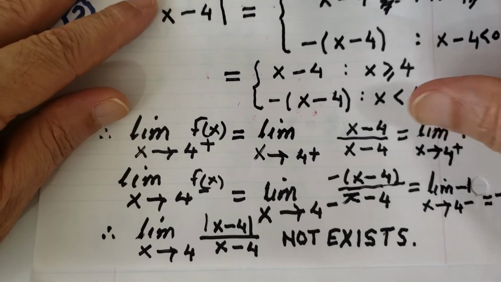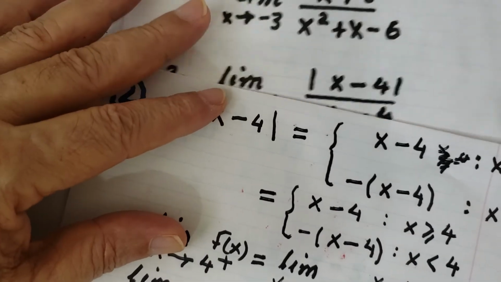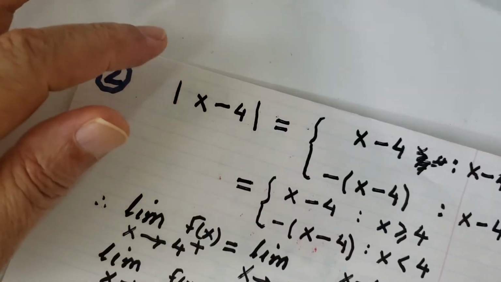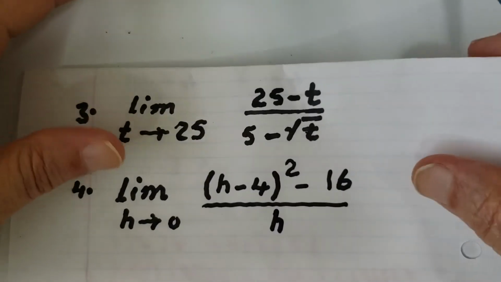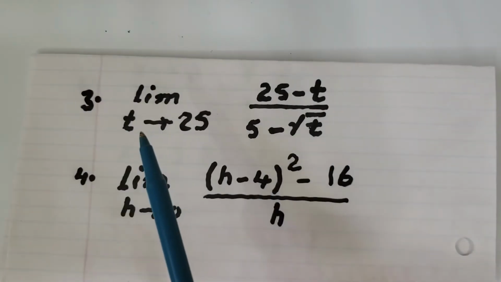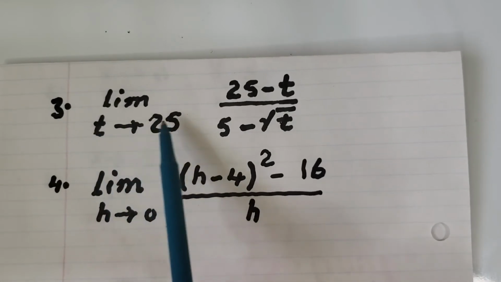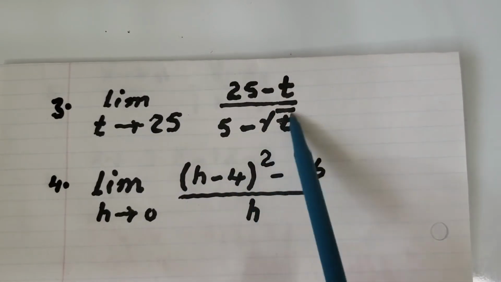Okay, this is the second question. Let us see the third question. Here, we need to find the limit when t tends to 25 for this function.